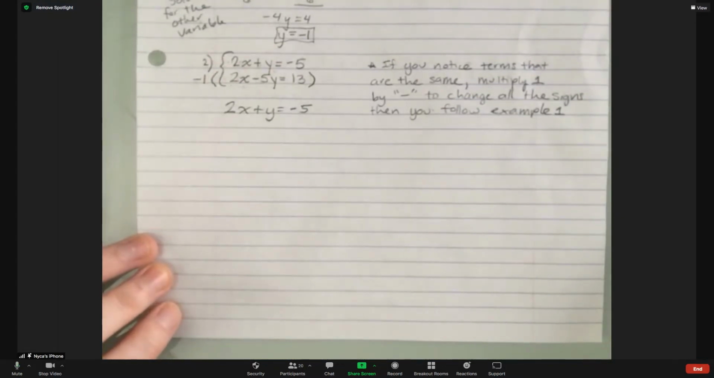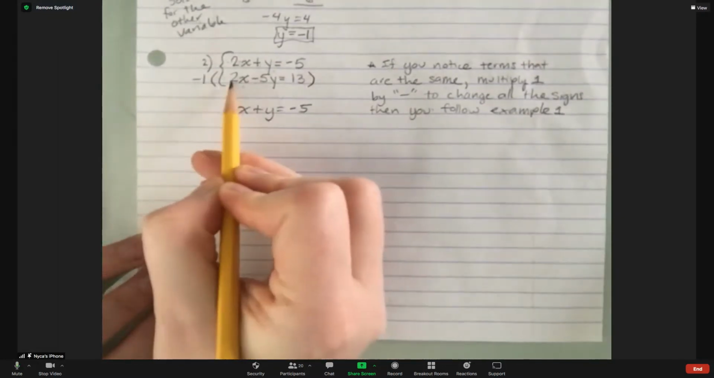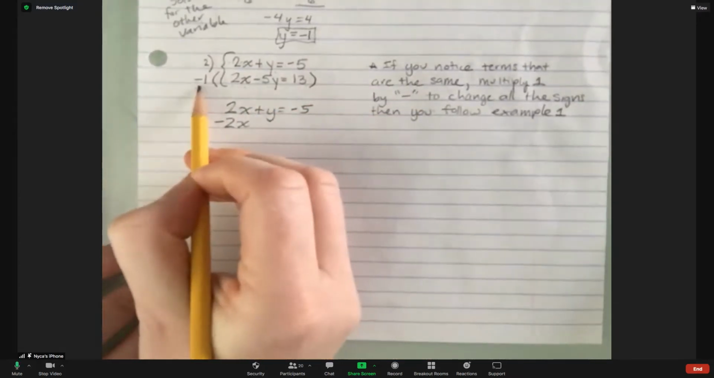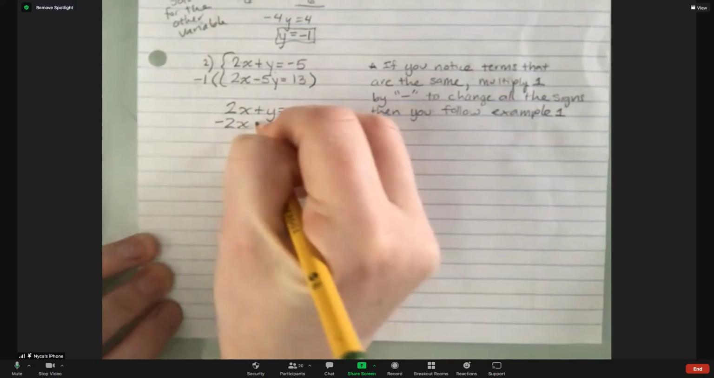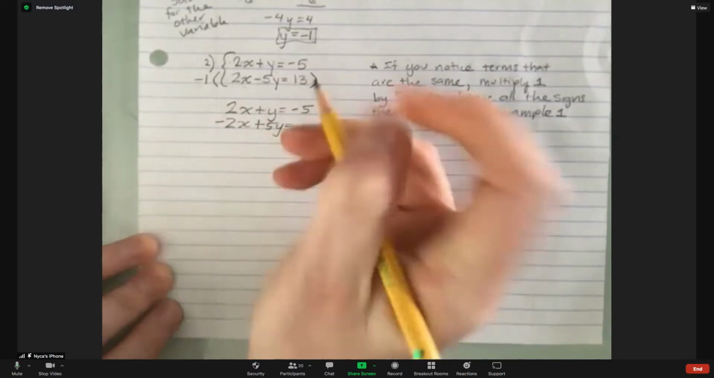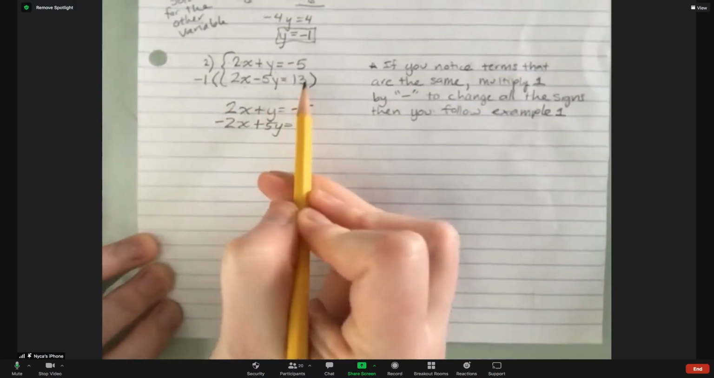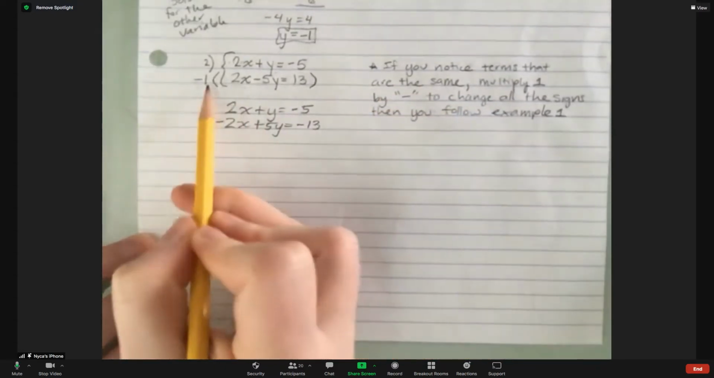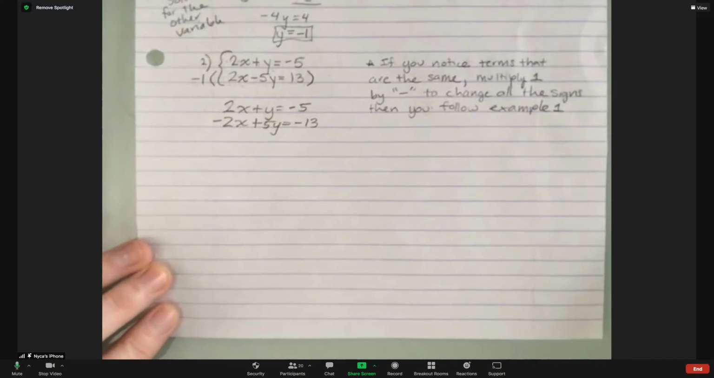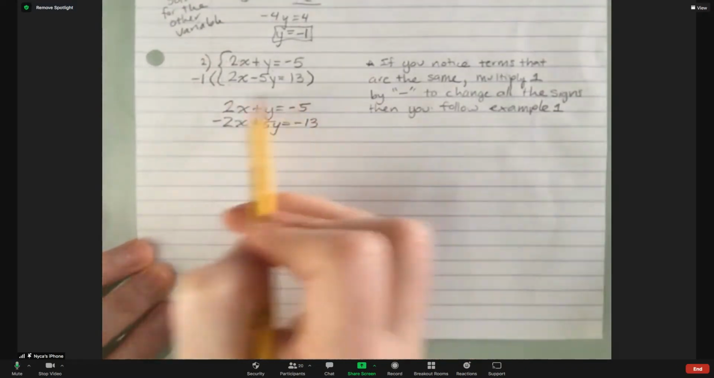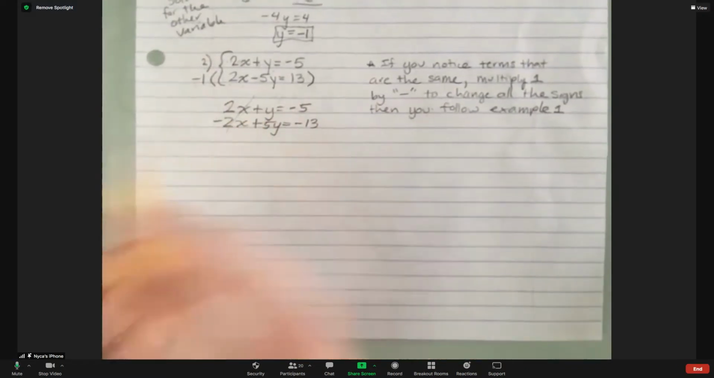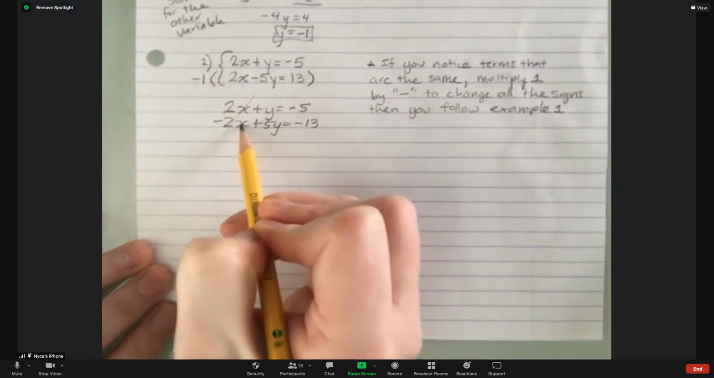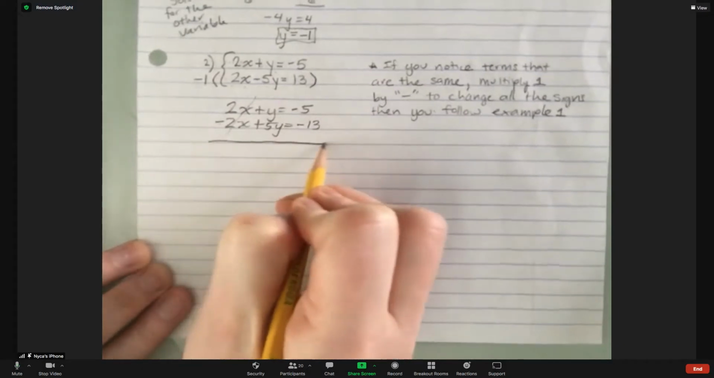by negative 1. By doing that, negative 1 times 2x makes negative 2x. Negative 1 times negative 5 makes positive 5y. And then negative 1 times the 13 makes negative 13. So all you're technically doing is reversing the signs across the board. Now that you have done that, look, you can eliminate these two off the bat because you had 2x, but you lost 2x. So those are gone.